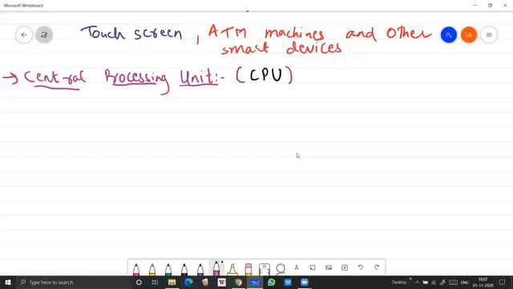The CPU further uses these three elements. Which are these three elements? Arithmetic and logic unit, then control unit, and memory. So, central processing unit, let me write, brain of a computer. During school days we have studied this.